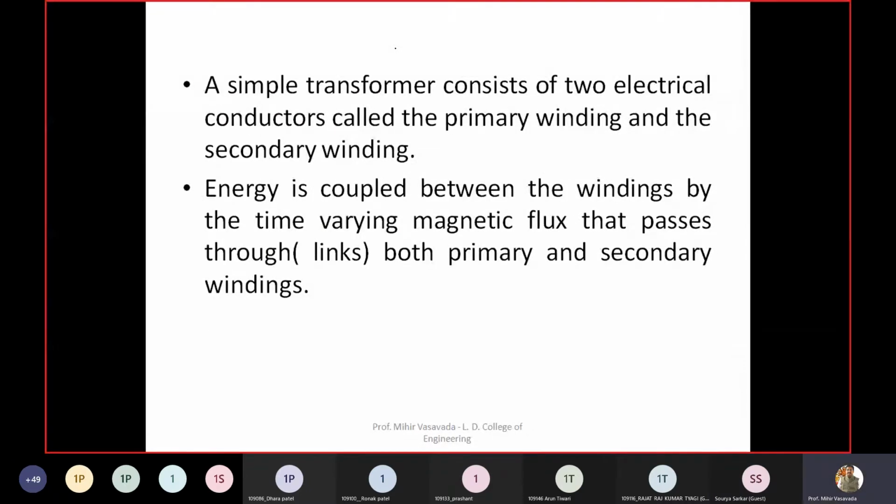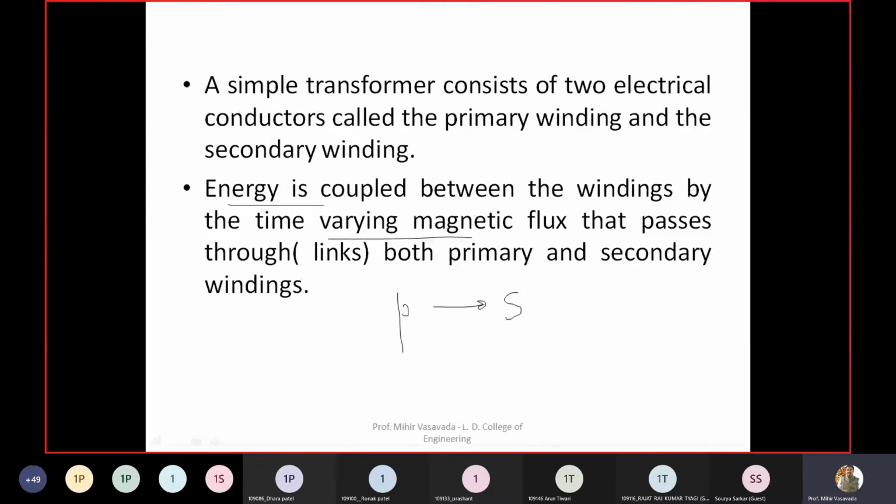A simple transformer consists of two electrical conductors or coils, the primary winding and the secondary winding, and the core, which is linking the flux passing through it. So you can tell the energy is coupled between the windings. How is the energy transferred from, say, primary to secondary winding? The energy is coupled between the windings by a time varying magnetic field.